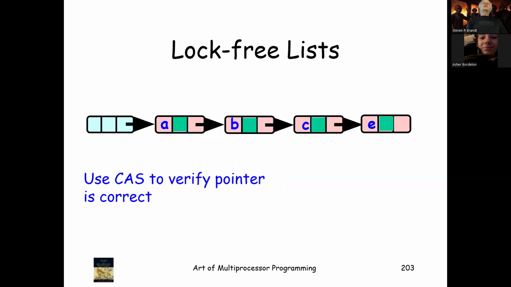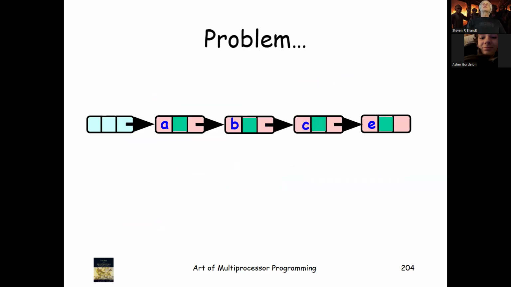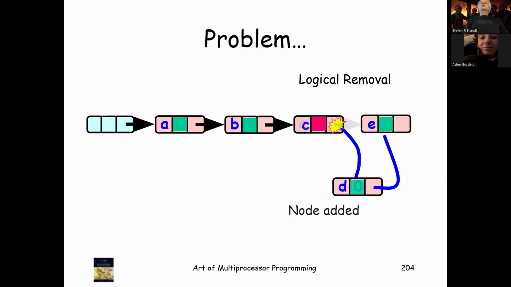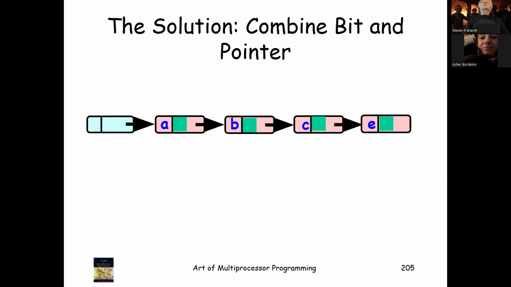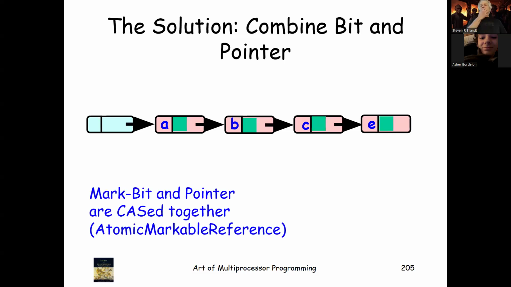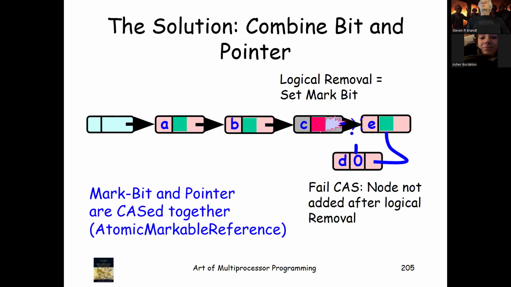So we're going to use CAS to verify that a pointer is correct. We have a logical removal and a physical removal. That's not enough, because we can do a logical removal, and something else can do a CAS at the wrong moment, right? Remember, we don't have locks here, so in between checking one thing and changing another thing, something else can happen. The solution is to combine the bit and the pointer together. There's a class in Java called the AtomicMarkableReference. So it's the logical removal plus set mark bit, and the CAS is going to fail if you've got the mark bit wrong.